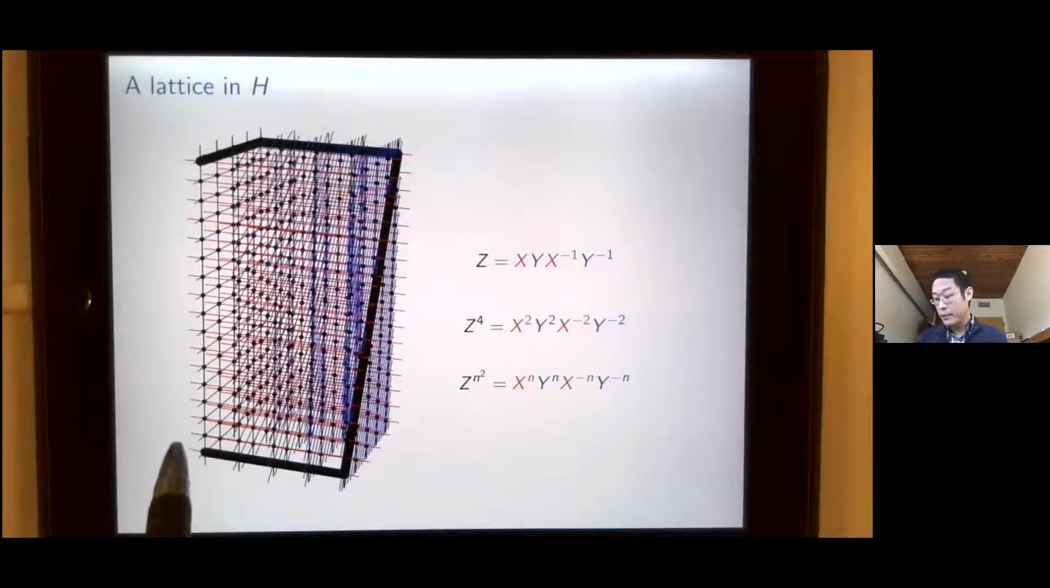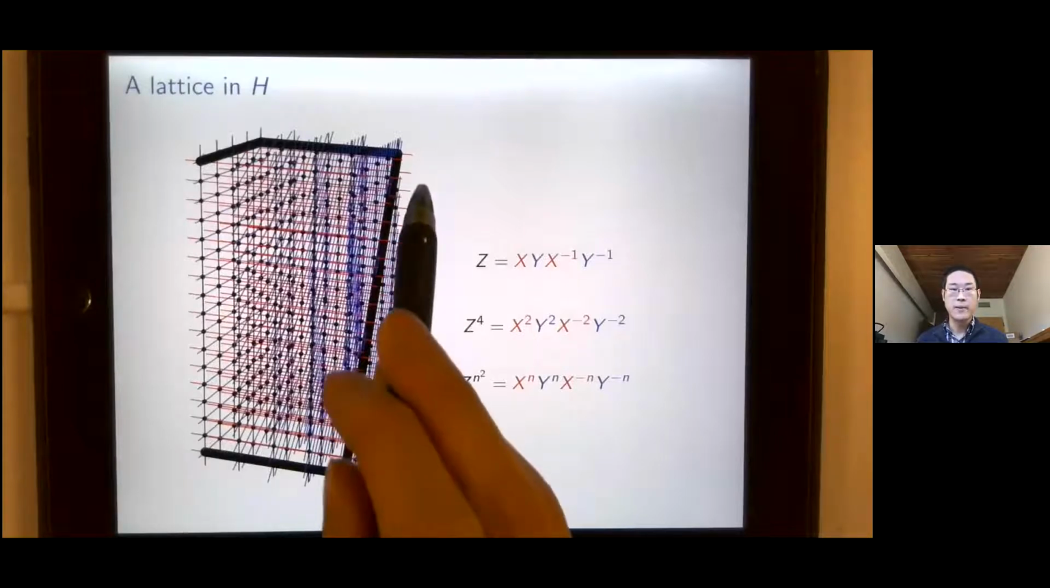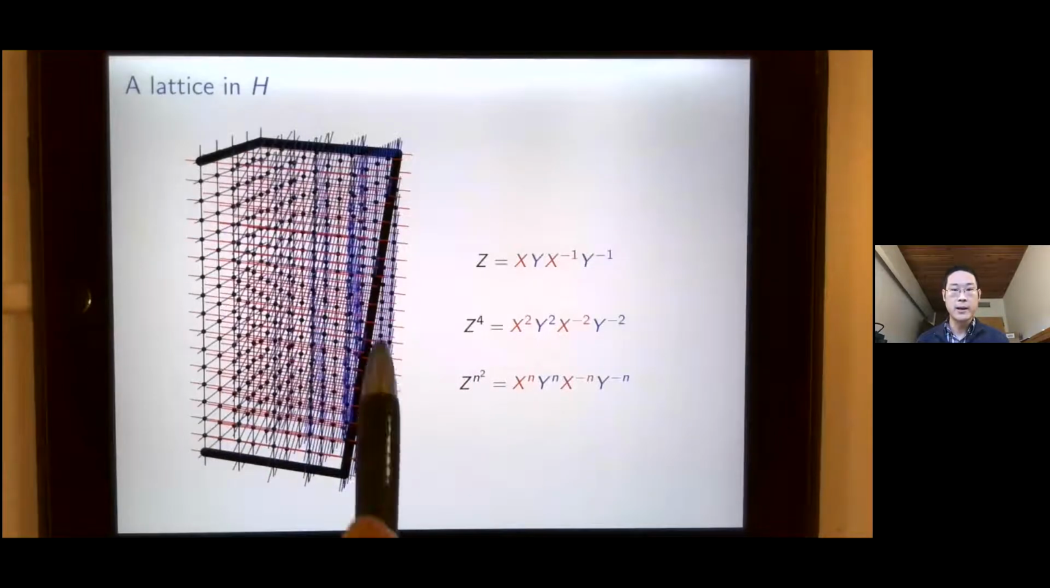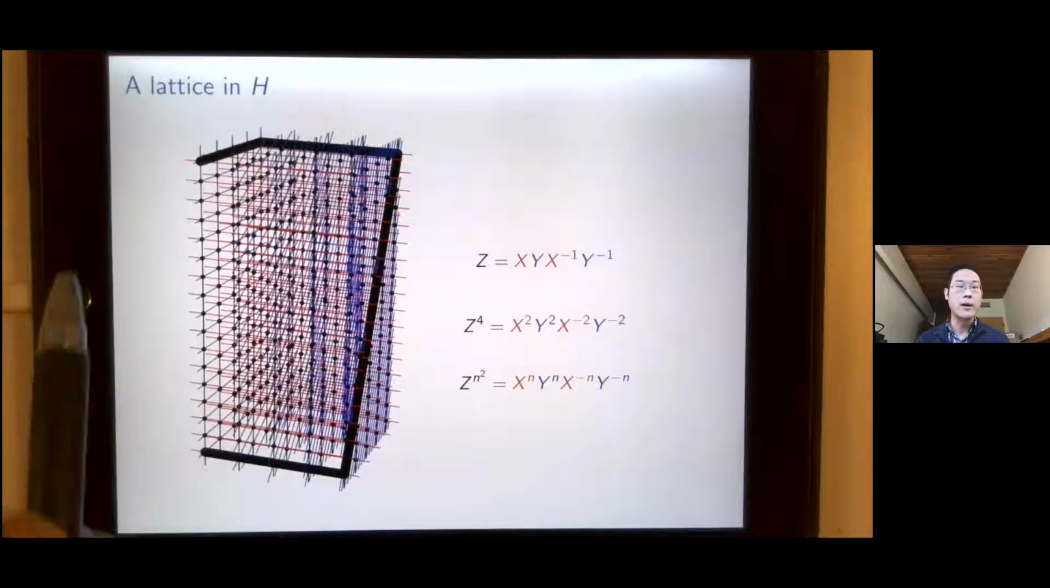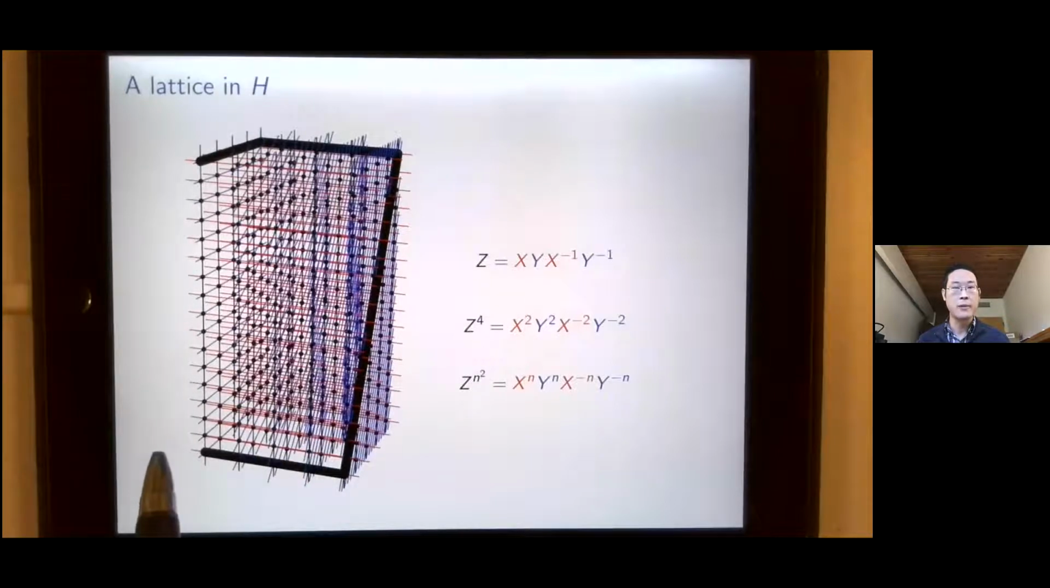The other way that the spirals affect the geometry is that the spirals tend to be the most efficient ways to move vertically. A spiral like this has length 4n, it's x to the n, y to the n, x to the minus n, y to the minus n, and it's equal to z to the n squared. It moves n squared steps in the z direction.